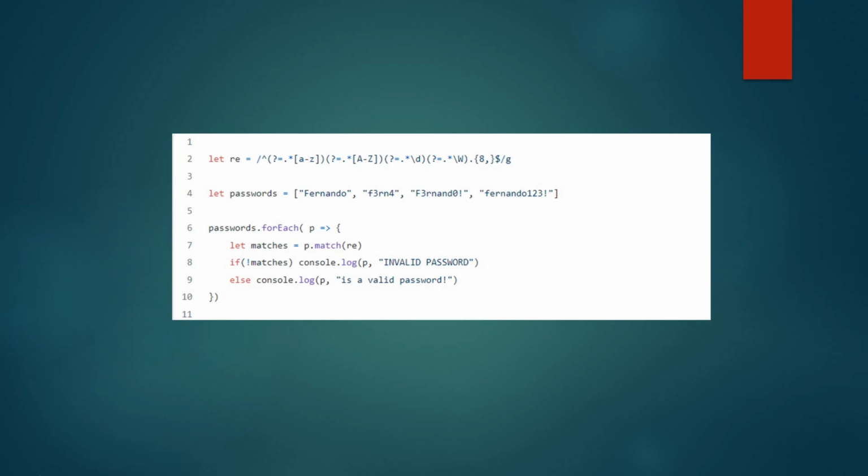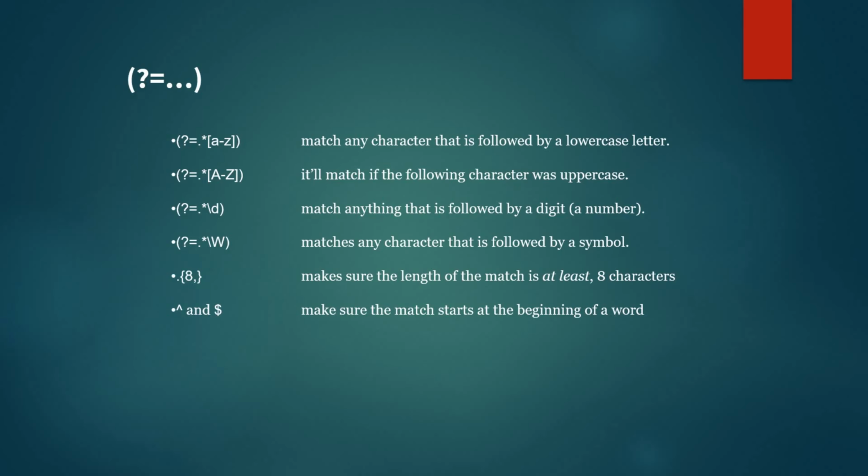So here's a picture for the test, and this needs more time to explain, but I will do it in a simple form. Essentially, we are using something called positive lookahead, and these are sections of the expression that we will search for inside the text, no matter where they are. Everything between the bracket and the question mark equals is the section of the expression that we care about.